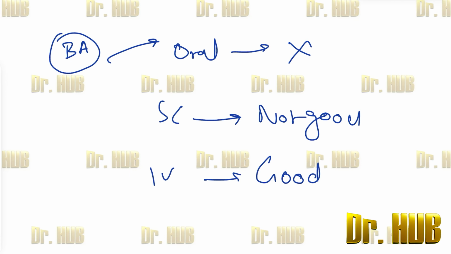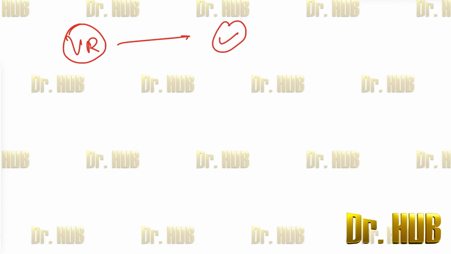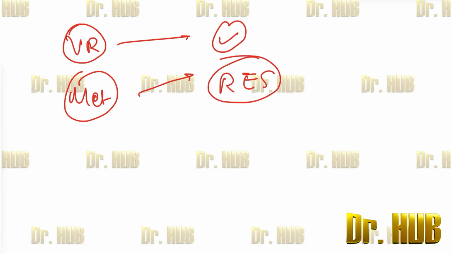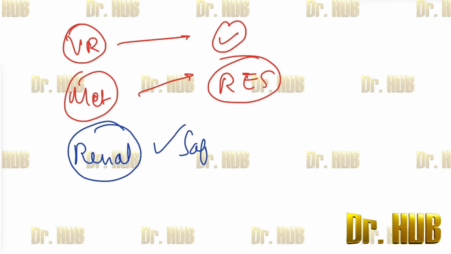Next, moving on to the variable response, also called VR. Does it have a variable response? The answer is yes, it has a variable response. Then talking about metabolism, it is cleared by the RES, the reticuloendothelial system. Then safety in renal disease. Is it safe in renal disease? The answer is yes, it is safe.